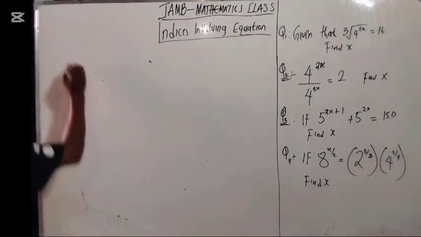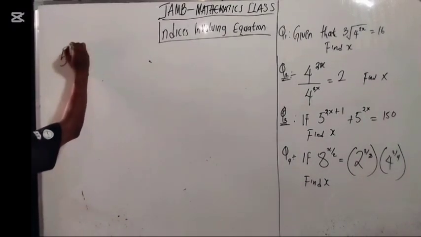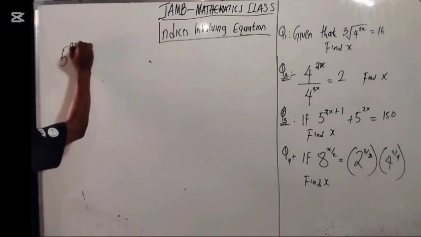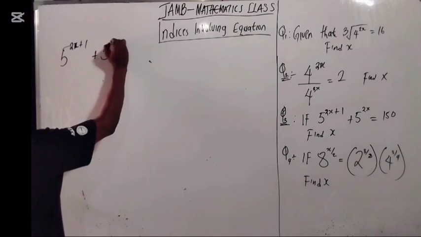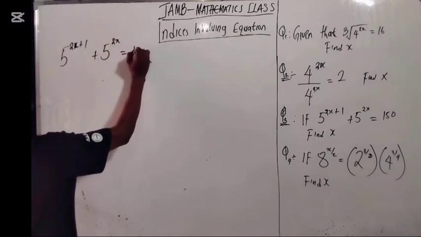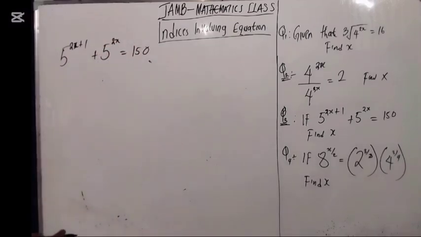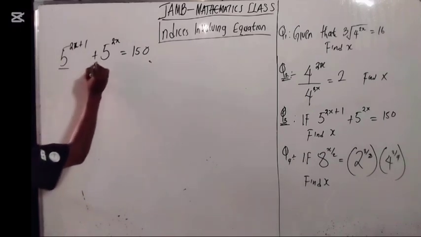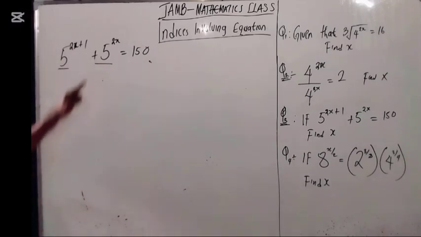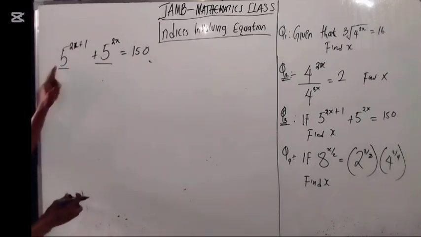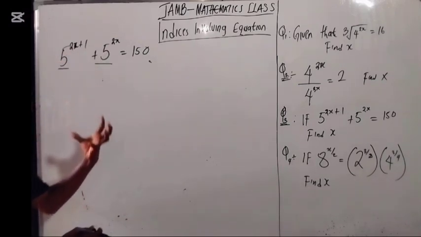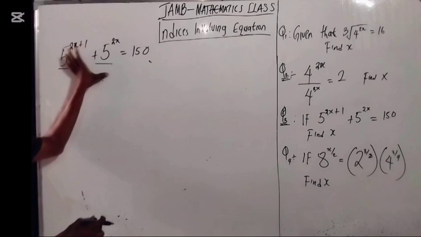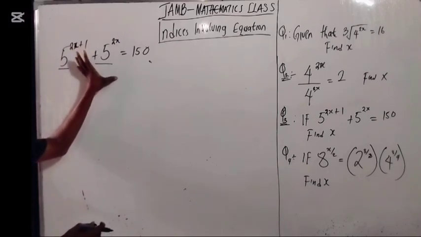So here we have 5 raised by 2x plus 1, plus 5 raised by 2x, equals 150. Now if you check very well, these two have common indices, 5 raised by 2x, 5 raised by 2x. So we can factorize that, because you cannot actually do anything else here. So what I want to do is to factorize this out.